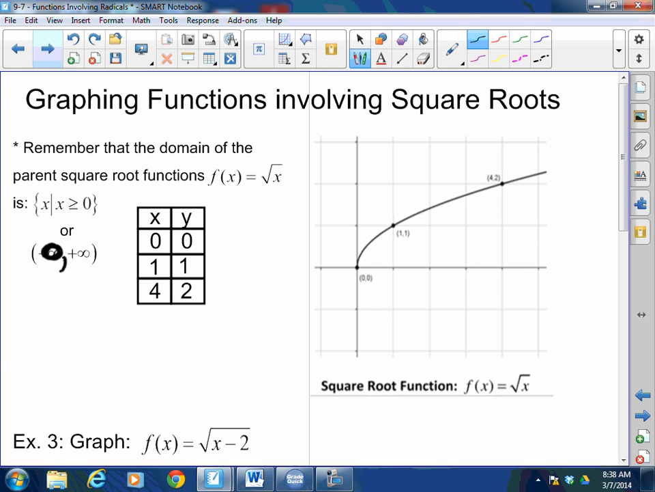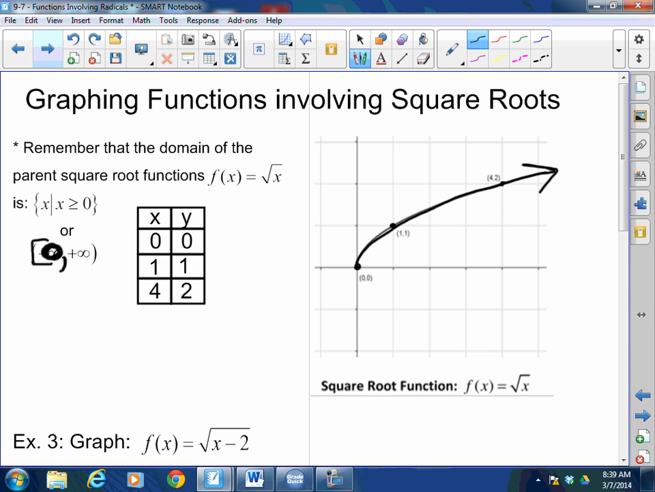Make a table like we've done before. Choose your values of x, 0, 1, and 4. Why? Because those are perfect squares. You see the graph right here, 0, 0, 1, 1, 4, 2. This is the way a square root function goes.